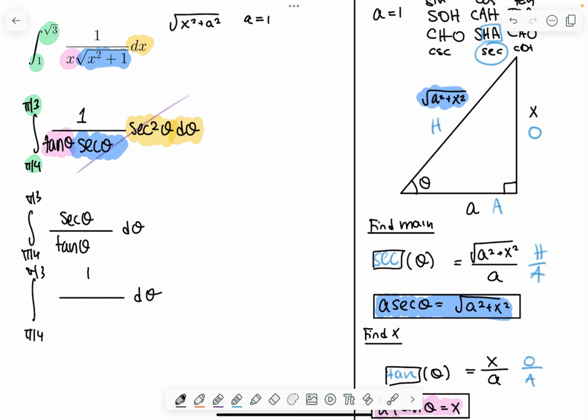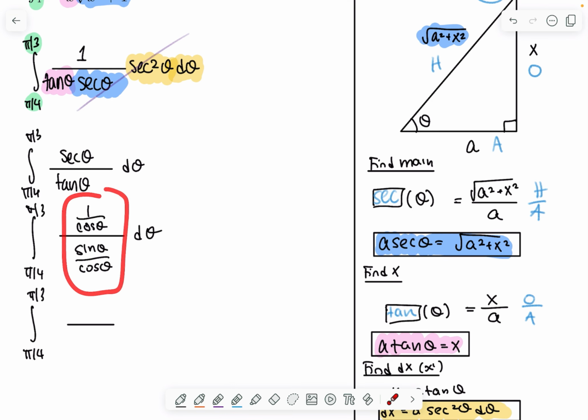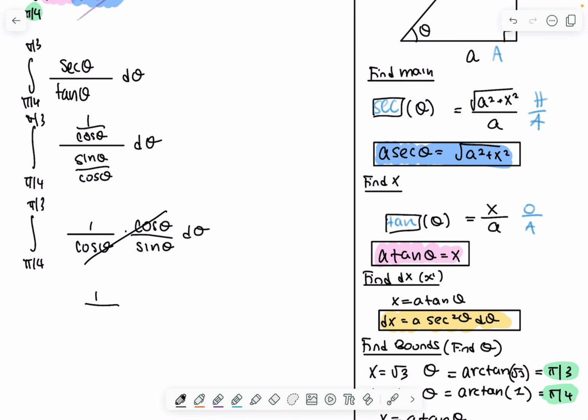So we can make secant 1 over cosine of theta, and I know that tangent is just sine of theta over cosine of theta. Now if we have something like this, we can just multiply by the reciprocal, so we have 1 over cosine of theta times cosine of theta over sine of theta. These cancel out, and we're simply left with 1 over sine of theta.